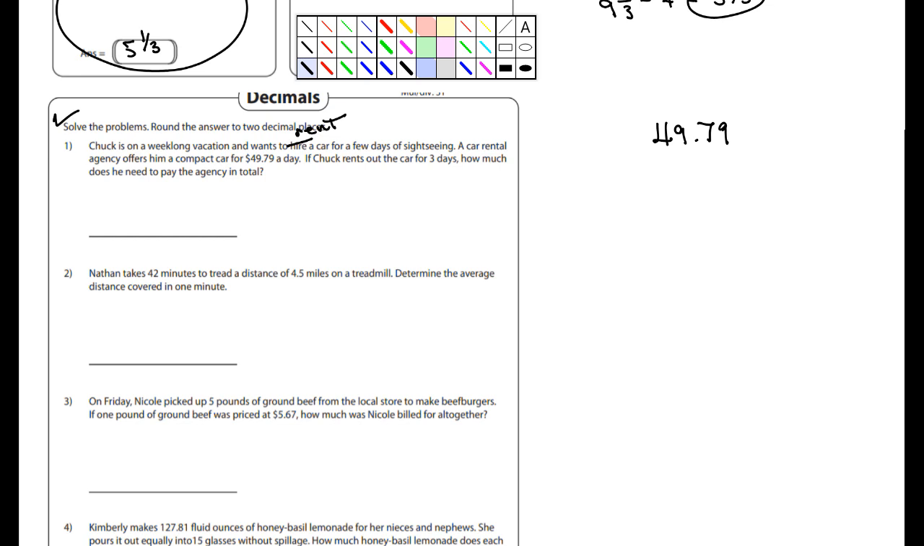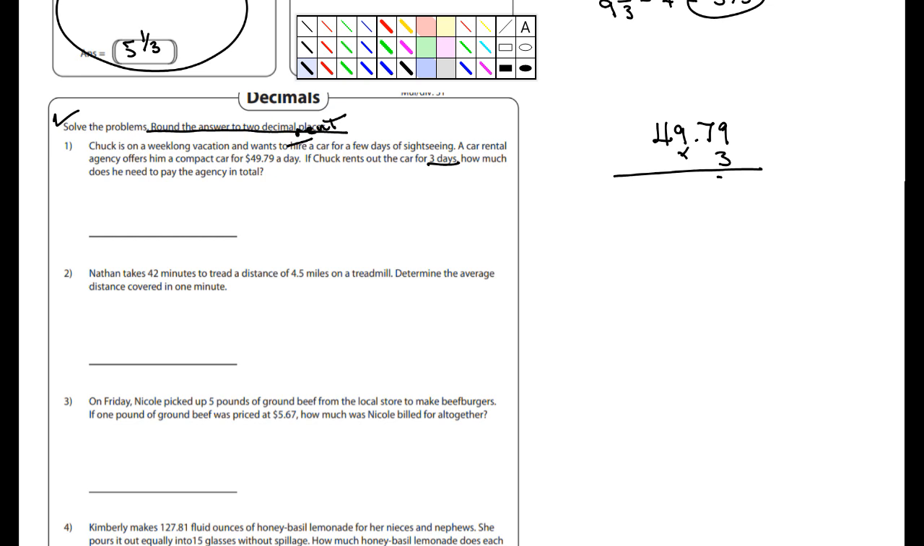It says solve the problems and round to the nearest 2 decimal places. Now, I think you guys went over these while I was gone. So anyways, what are we doing here? We're just simply multiplying it by 3. Times it by 3. All right, what's 3 times 9?